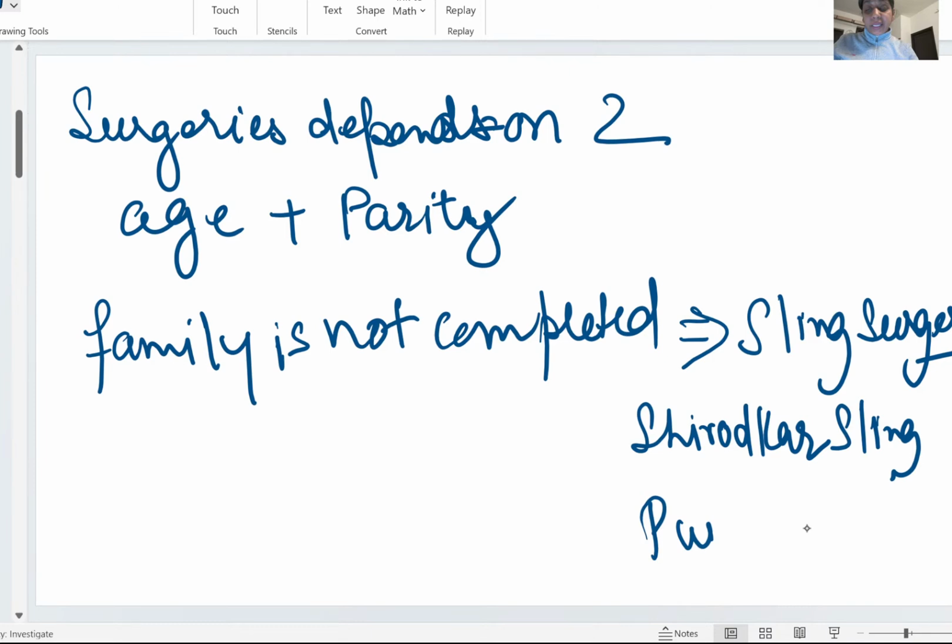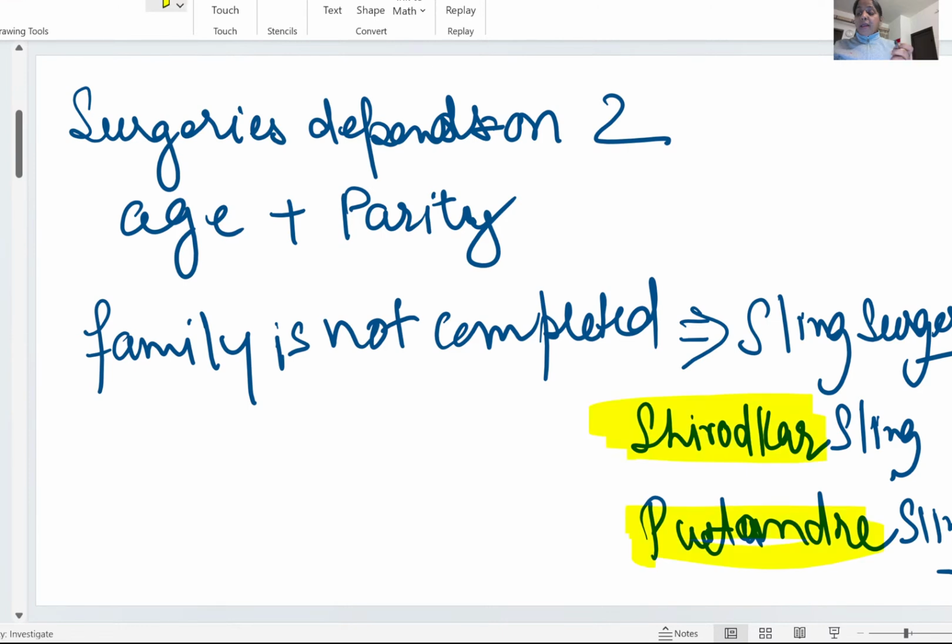Examiners sometimes get very smart and do not write sling at the end, so you have to learn the names also. What are the surgeries done for the woman who wants a child? It is Shirodkar or Pudendal. Very good, Dr. Jessica.